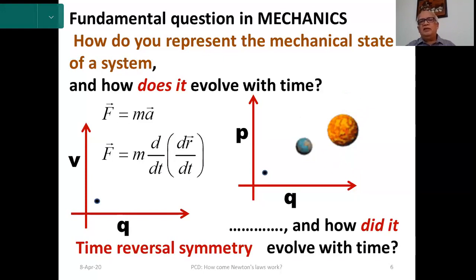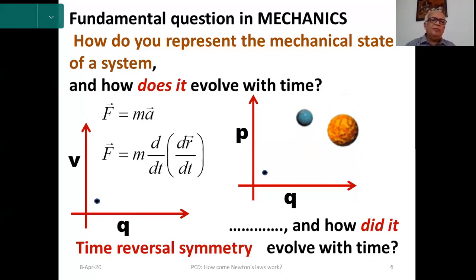So if you consider the Earth going around the sun, you can not only predict where the Earth will be tomorrow, you can also determine where it was 10 hours ago in the past, or 10 years or 10 million years ago, right? So you are able to get this information both for the future and for the past.